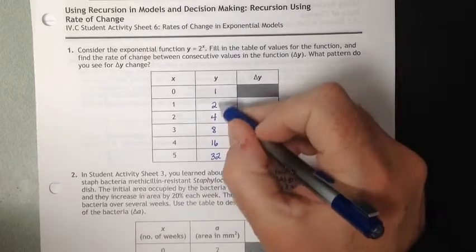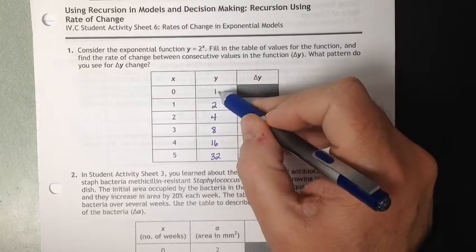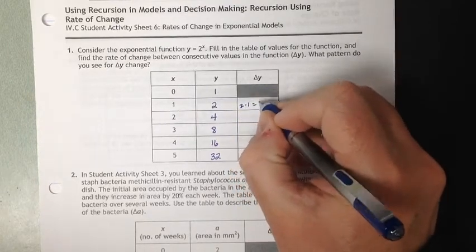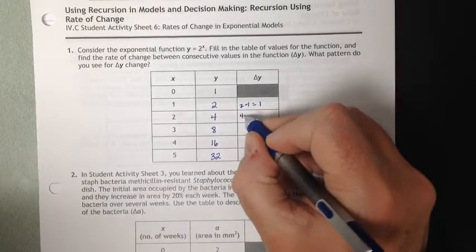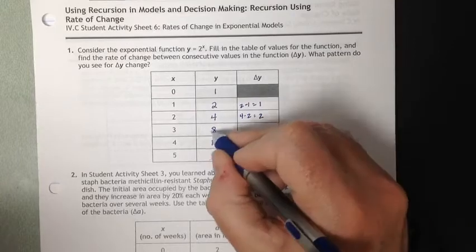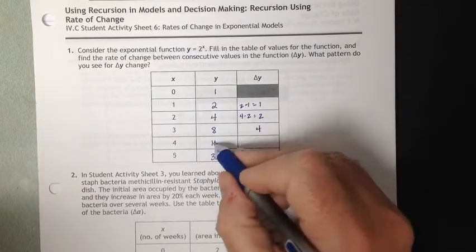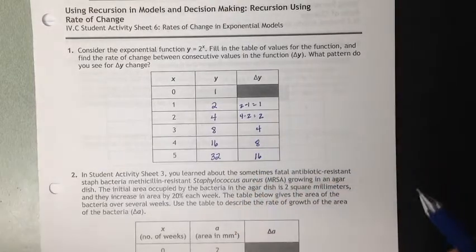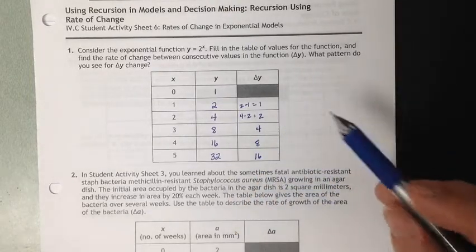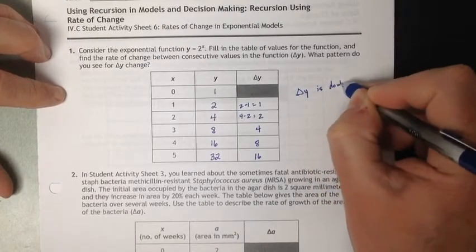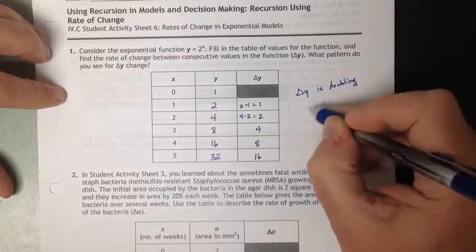Delta y is the difference between any line and the line previous. So 2 minus 1 is what we're doing here, equals 1. And then 4 minus 2, I'm just subtracting, equals 2. 8 minus 4 is 4. 16 minus 8 is 8. 32 minus 16 is 16. And what do we see with delta y? We see that delta y is doubling in value each time.